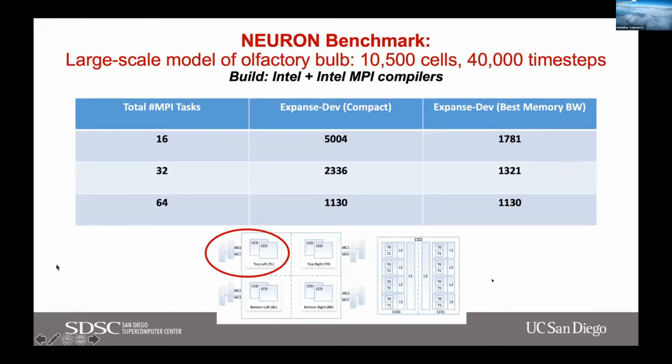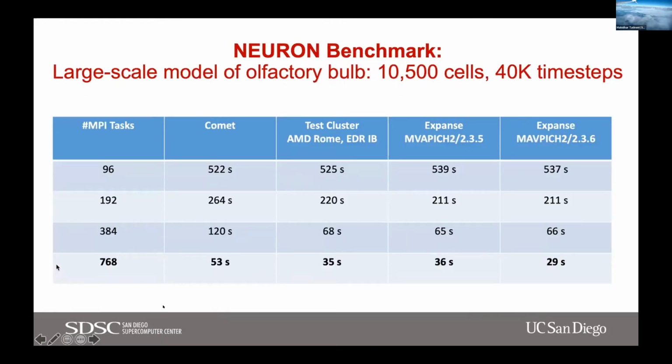Similar thing with Neuron, it's a large-scale model of olfactory bulb test case with 10,500 cells and 40,000 time steps. So I just wanted to first show you that we did have to be careful about picking how the tasks get laid out, because if you cheat and let it spread, like for the smaller core counts, you can pretty much get awesome numbers because you get so much more memory bandwidth. So all the tests we did, we were trying to keep it nice, keep it fair, basically.